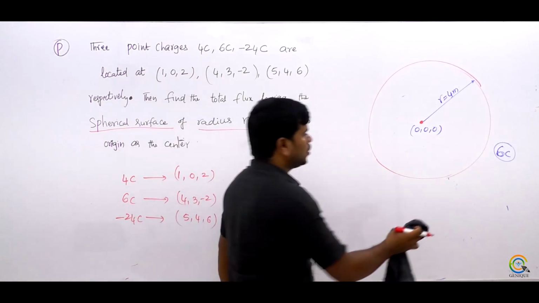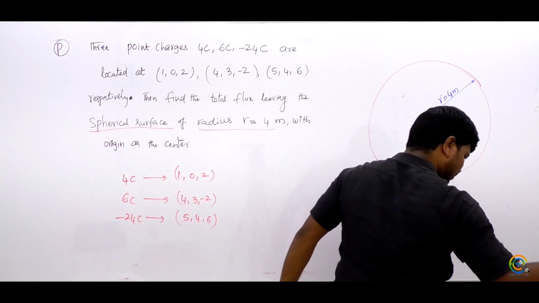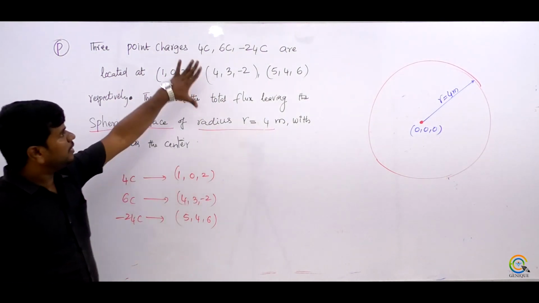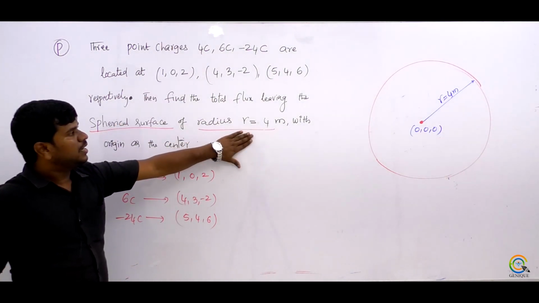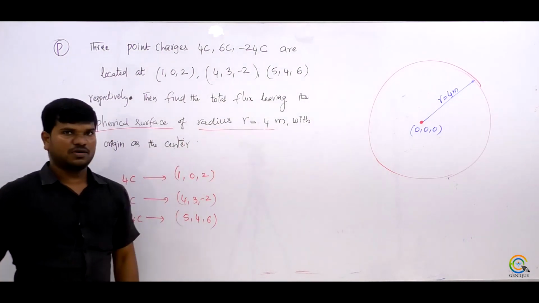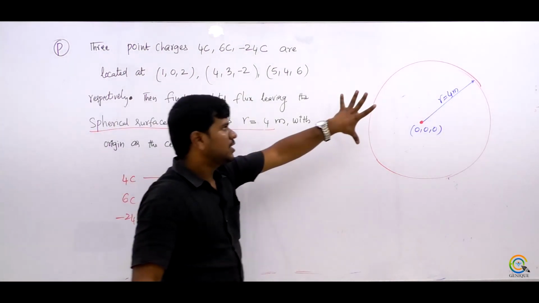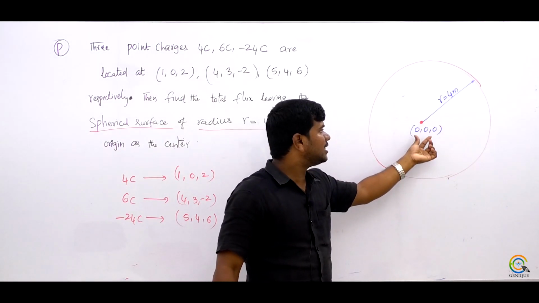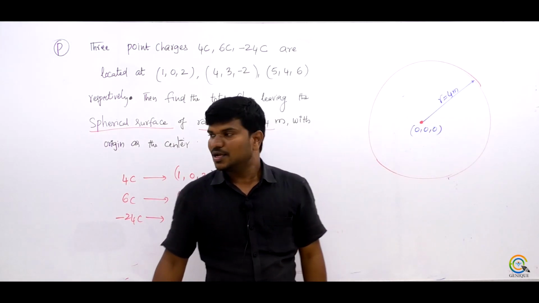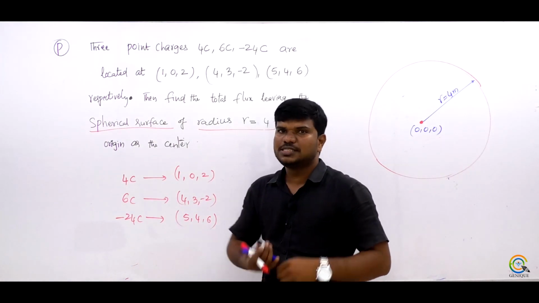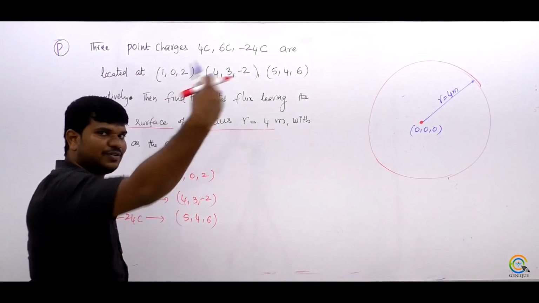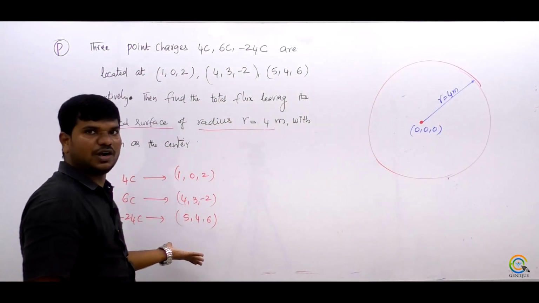How can you find the total flux leaving? Observe this. The points are kept in the same places, but I changed the surface now. The surface is of the same sphere, but the center is at the origin. So how can you find it? Similar to the previous case, it can be easily solved.